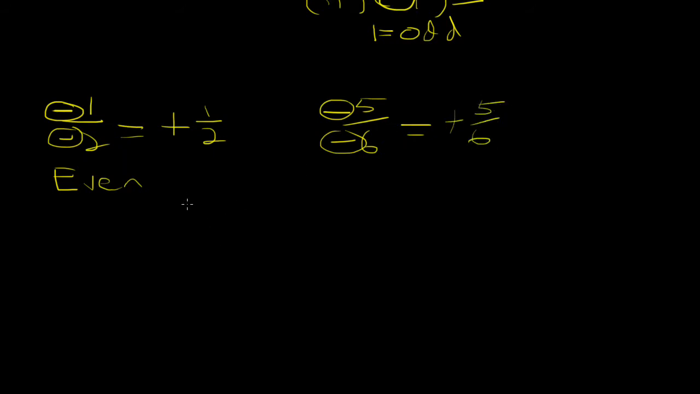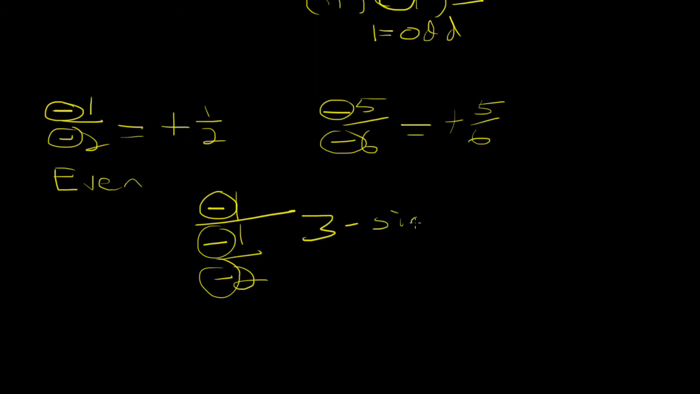Well, what happens if we have multiples of those negatives? All right, what if we had -1 over -1 over -2? Well, that's 1 sign, 2 signs, 3 signs. There's 3 negative signs. It's odd. If it's odd, what's that going to tell us? We're going to have a negative outcome.